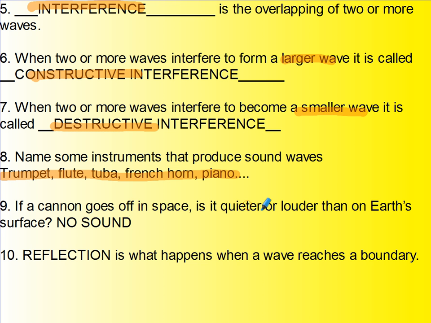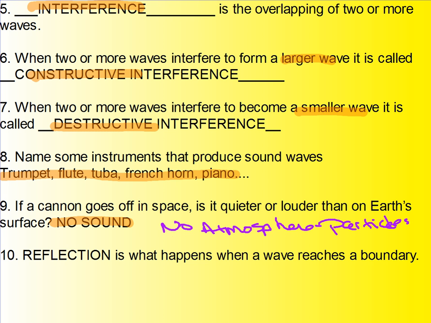If a cannon goes off in space, is it quieter or louder than on Earth's surface? Well, in outer space, there is no atmosphere, which means there are no particles, so there is no sound.